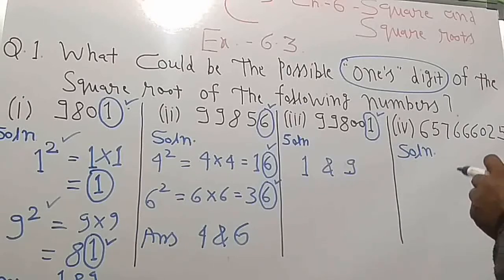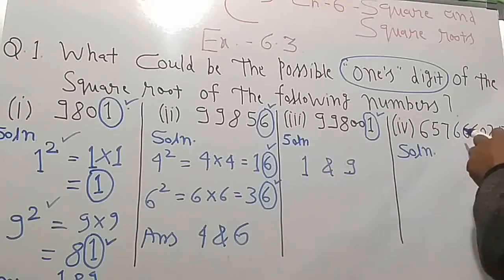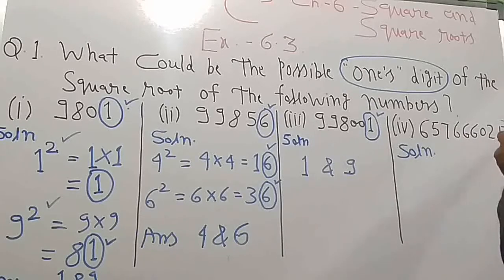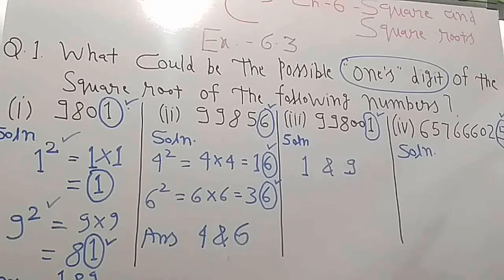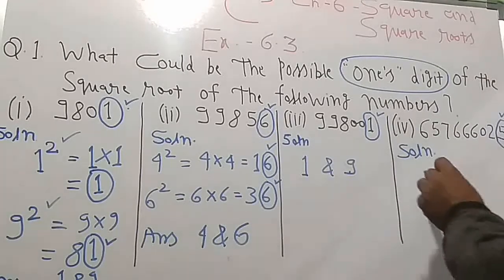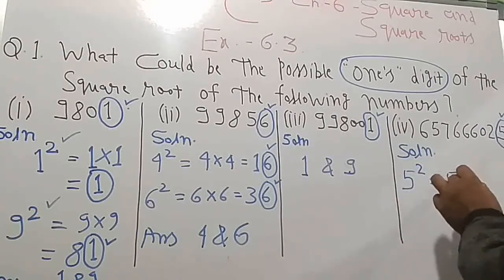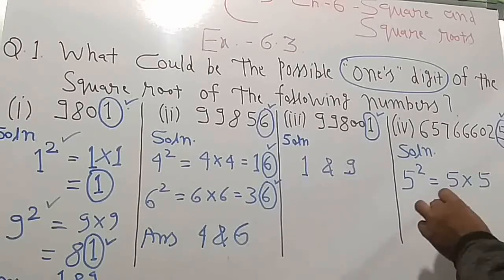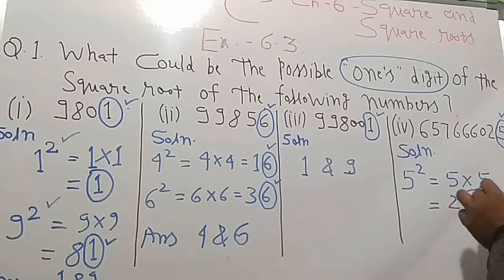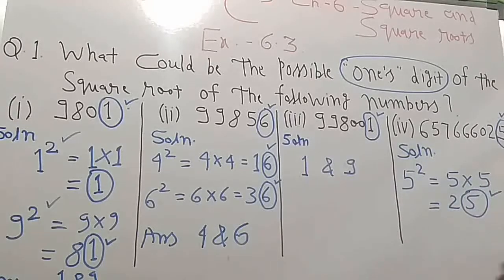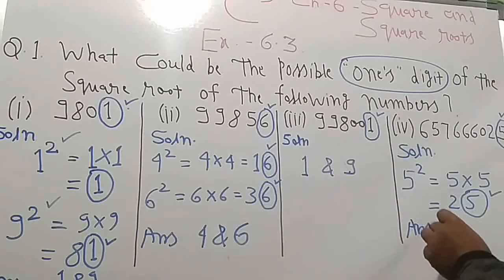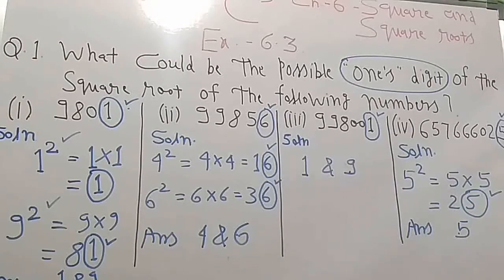Now the last part, the number is 657666025. The ones place digit is 5. It means when we take the square root of this number, we want the ones place digit to be 5. So it is possible in this case, when we take the square of 5, that is 5 multiplied by 5, it gives us 25, in which the ones place digit is 5. So the answer for this part is 5. These are the solutions of all the 4 parts.